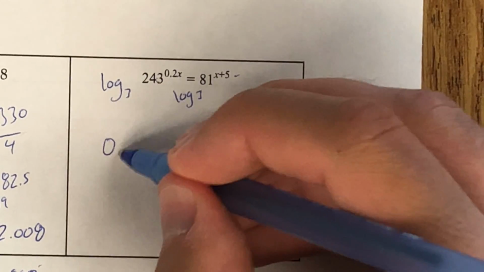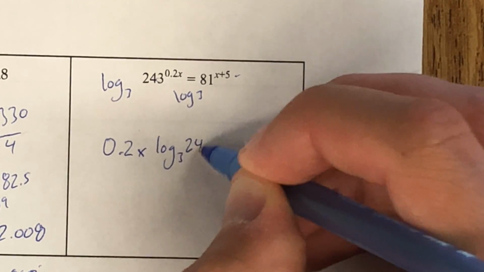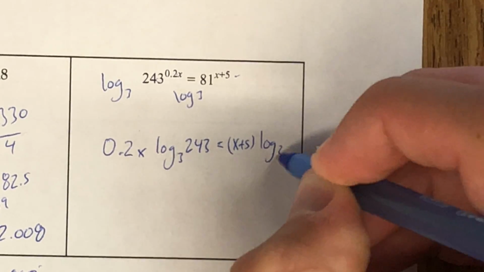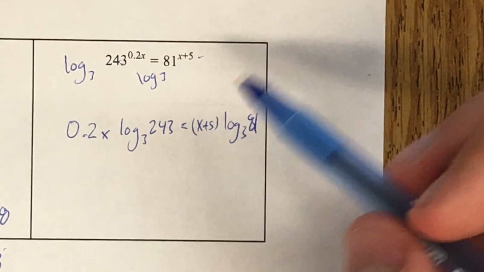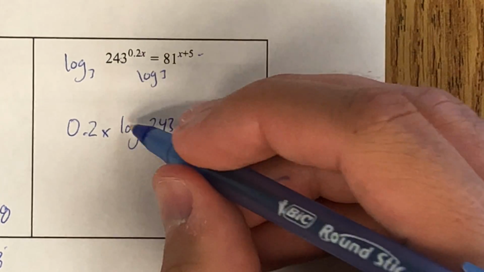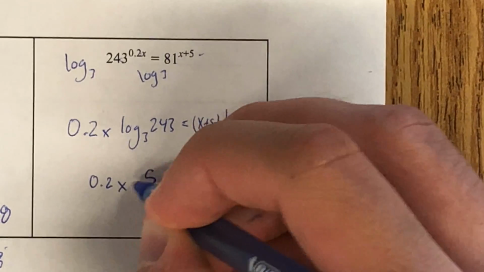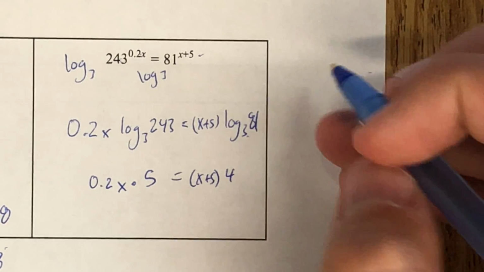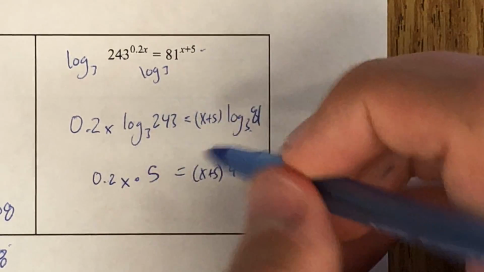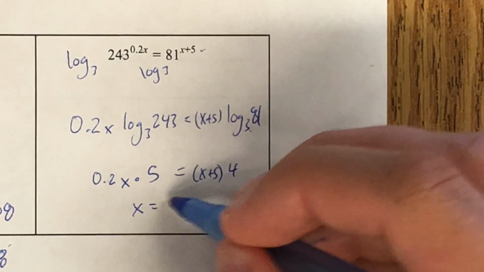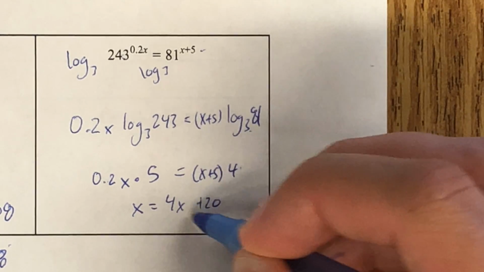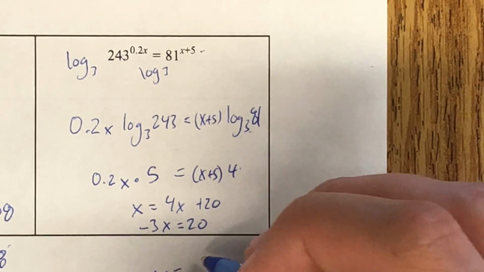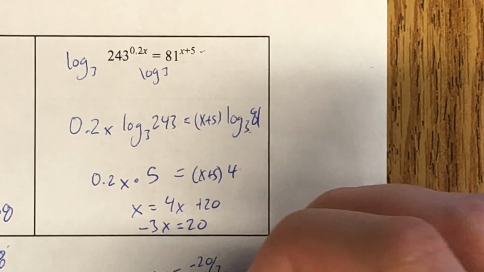When we do this, obviously the exponents come in front by the power rule. And the log base 3 of 243, well, 3 to the 5th is 243, so the log base 3 of 243 would be 5. And 3 to the 4th is 81, so the log base 3 of 81 would be 4. Now we can simplify. 0.2 times 5 is just 1, so we just have x. 4 times x is 4x. 5 times 4 is 20. Subtract 4x from both sides, we get negative 3x equals 20. Divide both sides by negative 3, and we get x equals negative 20 over 3.